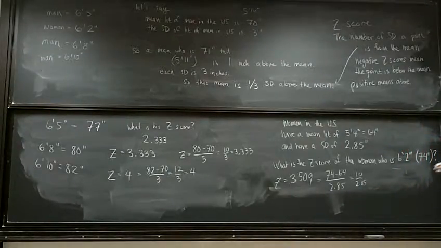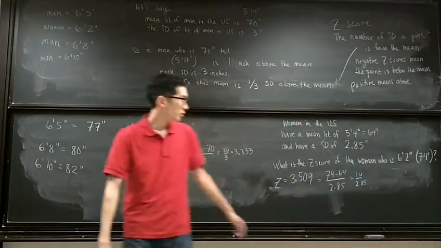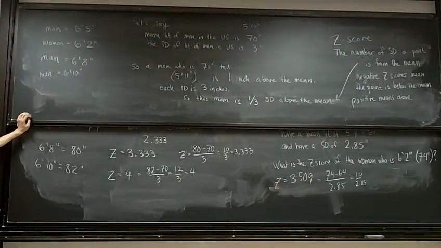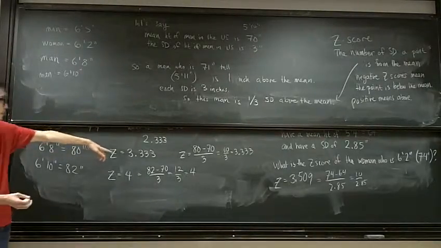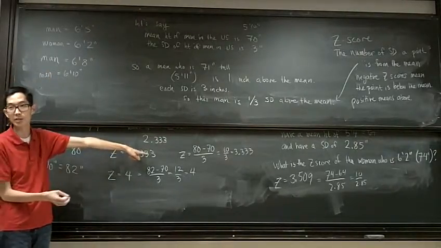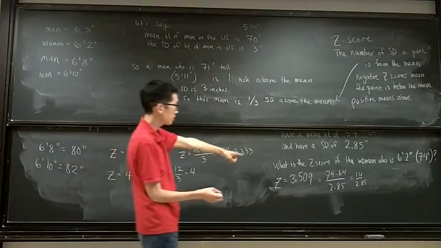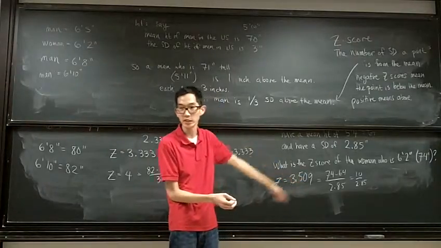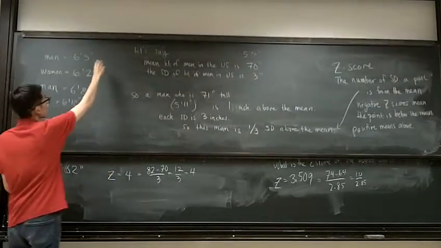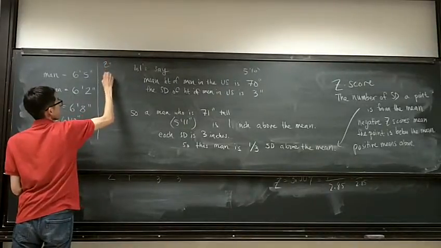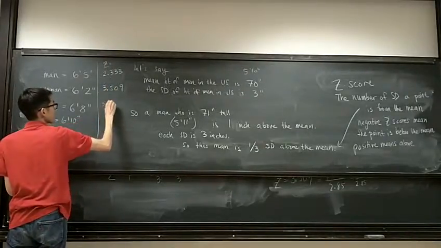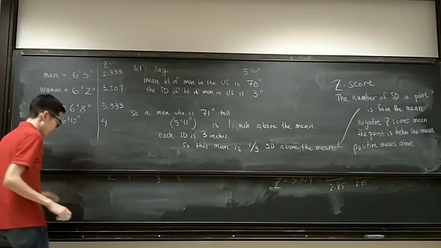Now we can settle our debate. What was more unusual: the woman who's 6'2", the man who's 6'8", or the man who's 6'10"? We look at the z-scores. The man who is 6'8" has a z-score of 3.33. The woman who is 6'2" has a z-score of 3.509. And the man who is 6'10" has a z-score of 4. I'm going to put the z-scores next to everybody, and the 6'5" man has 2.333.